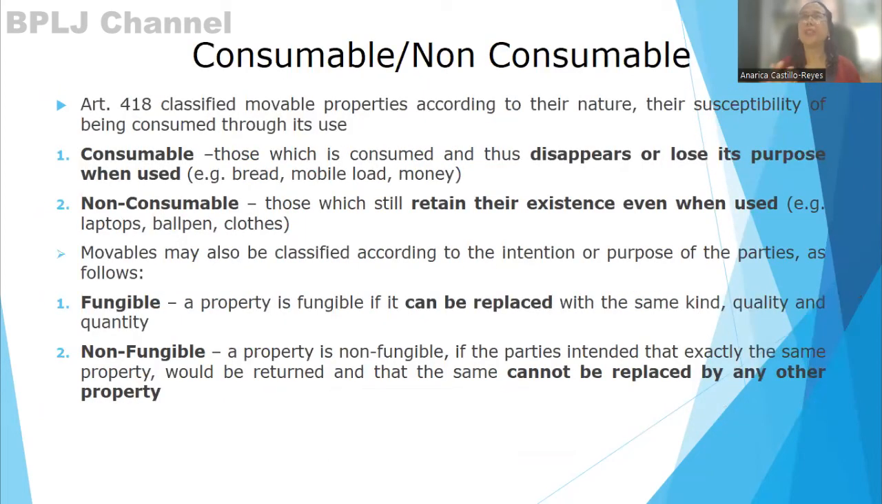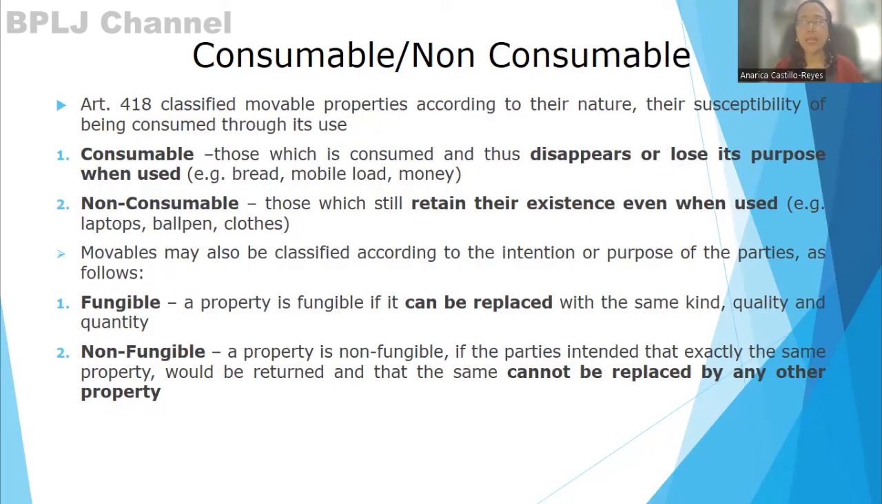Okay, under Article 418, again, it provided a subclassification of movable properties into consumable properties or those which disappears whenever it is used. Example of which are food, bread, mobile load, or money. Non-consumable, those which still retain their existence even when used. Example would be laptops, ballpen, and clothes.